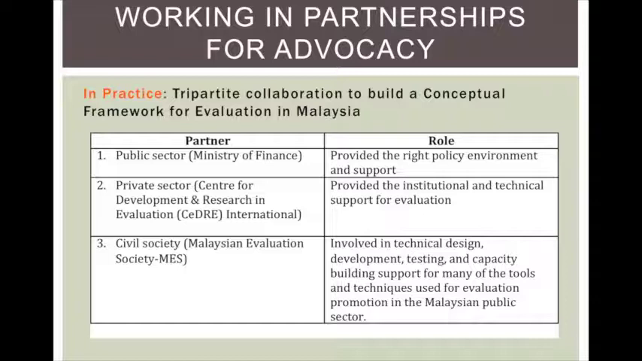The government provides the right policy environment and support. The private sector has provided institutional and technical support for evaluation, and civil society has given legitimacy to the process of technical design, development, testing, and capacity support of different tools and techniques that now the government and civil society are agreeing is the right way to promote evaluation in the Malaysian public sector.